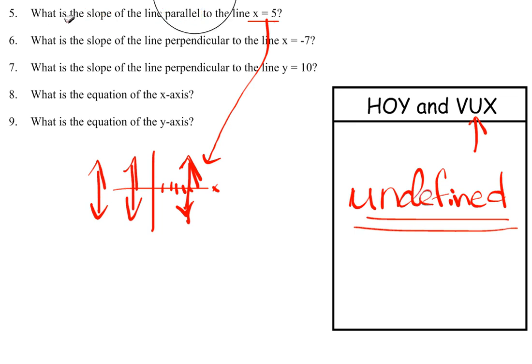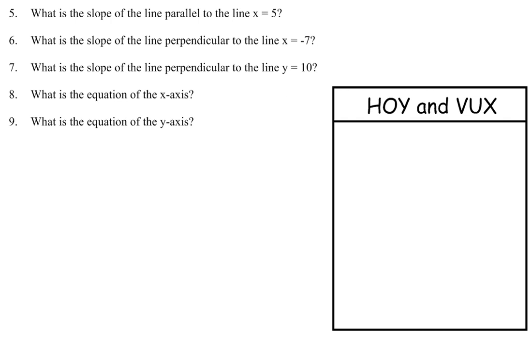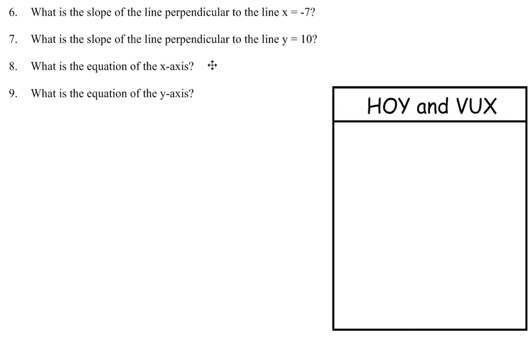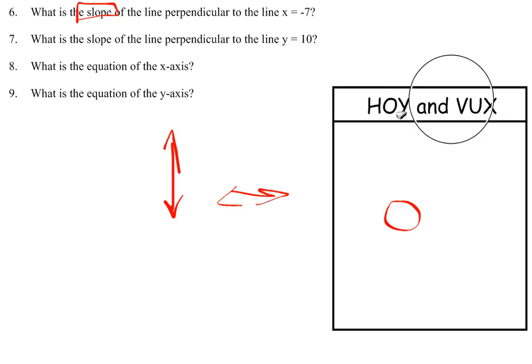And number 6. Slope of a line perpendicular to that line. Well, the line x equals -7 goes this way. Perpendicular to that goes this way. That's a horizontal line. So I'm looking at this, and are they asking for a slope or an equation? They're asking for slope. The slope is simply 0. If they ask for an equation, you'd write y equals some number. That's pretty quick.